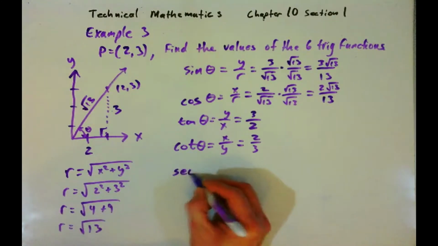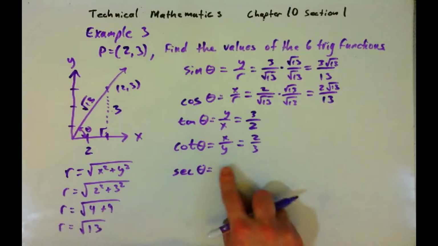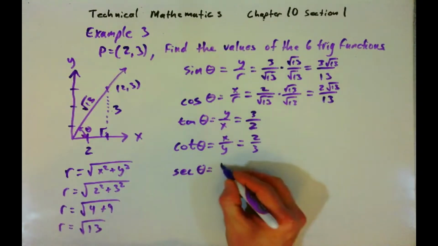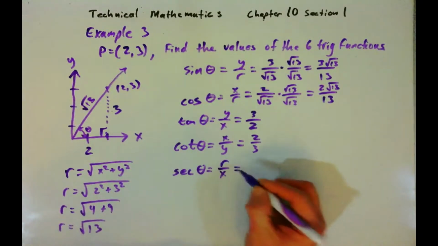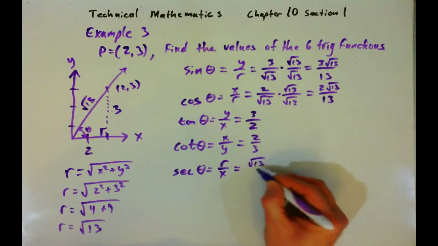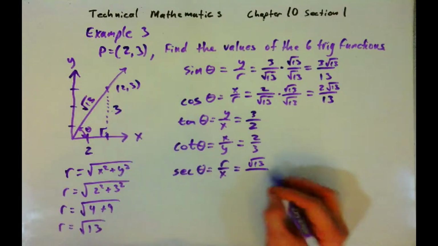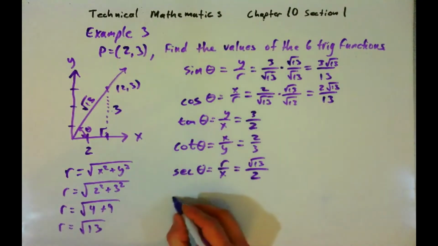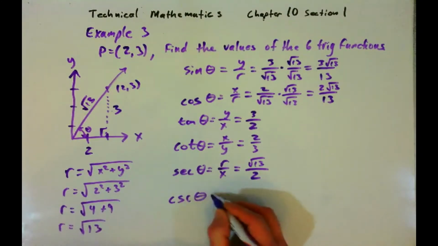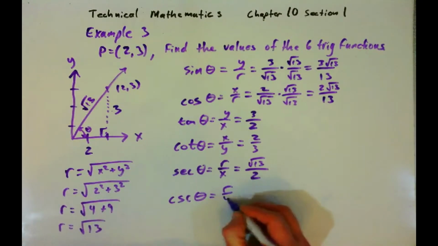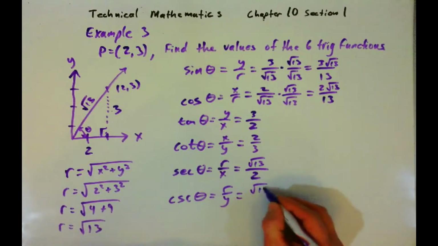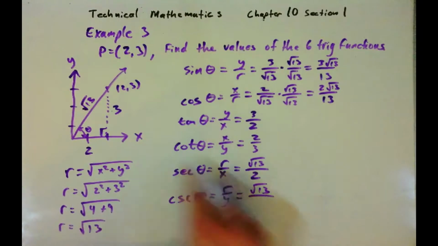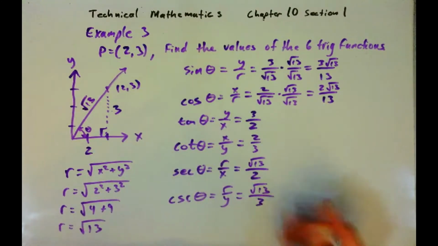Then the secant of theta is going to be r over x, where r is radical 13, and the x coordinate is 2. Here the radical is already in the numerator, so that'll be fine. And then the cosecant of theta, which is going to be r over y. R is radical 13, and y value is 3. Again, the radical is in the numerator, and so this will be our answer.